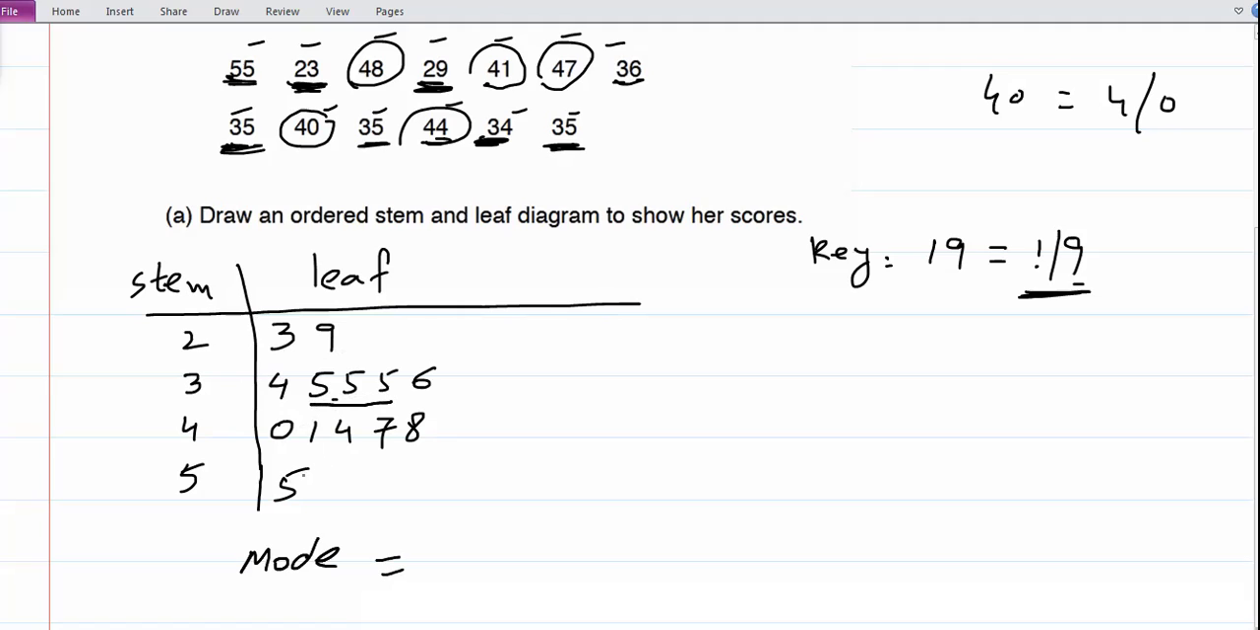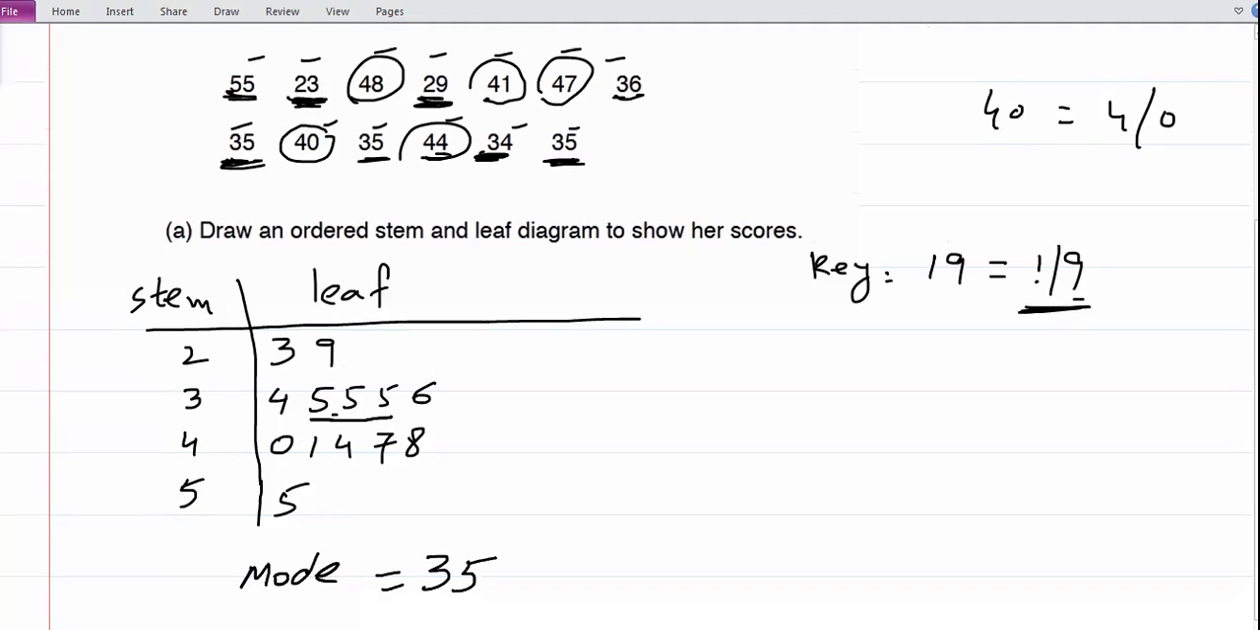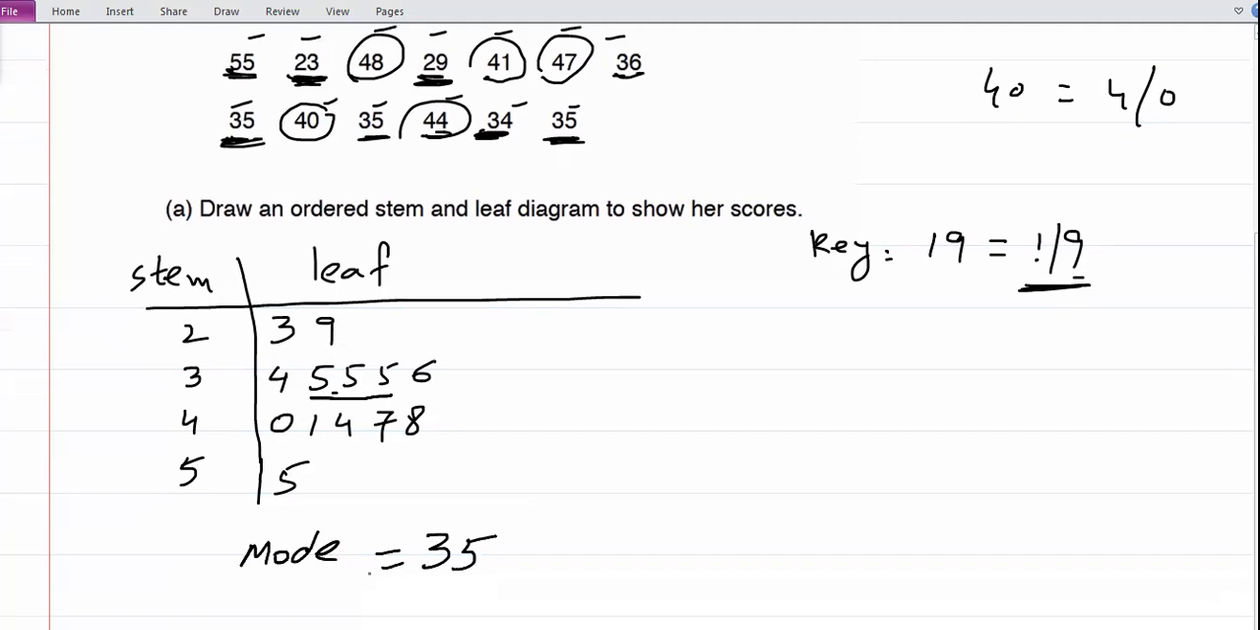No digit is repeated more than 5 in any one row. So it means 5 is linked with 3. So I will say 35 is the mode. That is the mode.